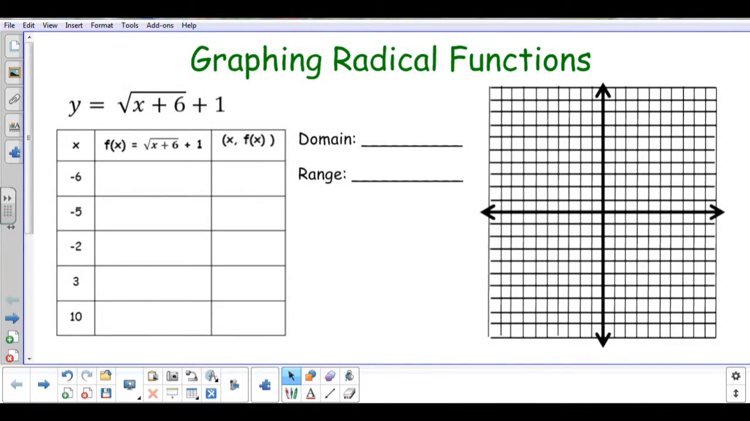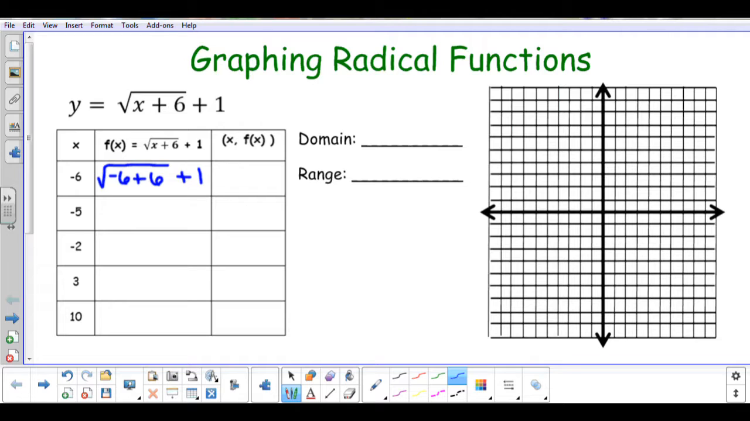When graphing a radical function, we're going to use a table of values to plot our points. So here in our example, we have the function y equals the square root of x plus 6, plus 1. So I have 5 different x values, and I'm going to plug them into my function to get the y coordinate. So I start with negative 6, and I'm going to plug in negative 6 plus 6, and then plus 1. So I start by adding the 6's underneath of my square root.